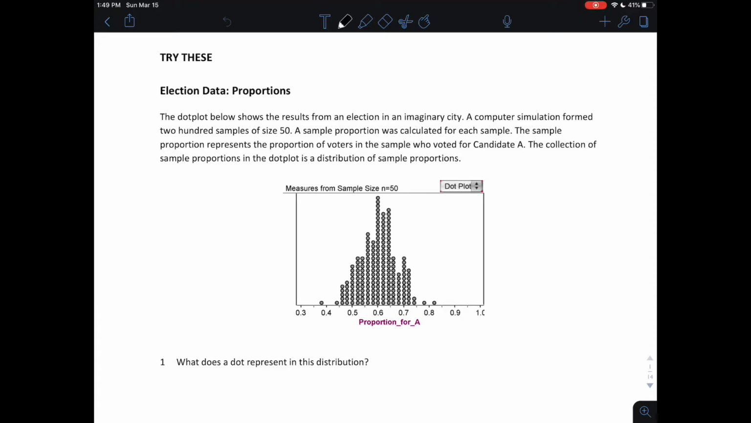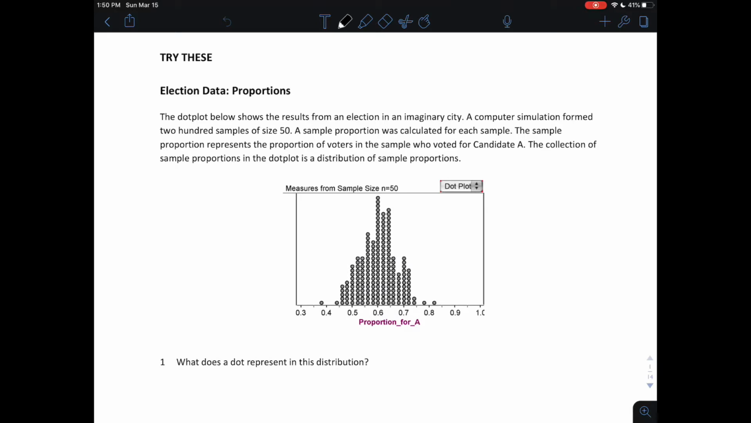The dot plot below shows the results from an election in an imaginary city. A computer simulation formed 200 samples of size 50. A sample proportion was calculated for each sample. The sample proportion represents the proportion of voters in the sample who voted for candidate A. The collection of sample proportions in the dot plot is a distribution of sample proportions.